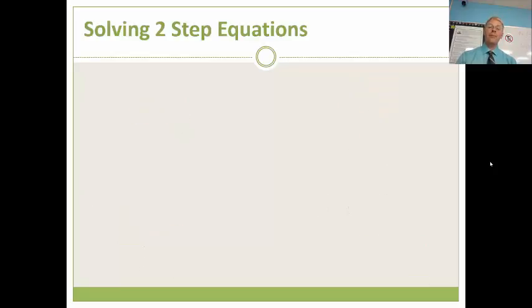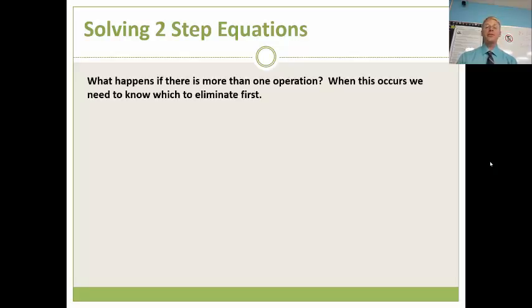But what happens if we have to perform more than one step, right? What happens if there's more than one operation or more than one part of the equation that we have to eliminate? Look at this example. To get x alone, I have to get rid of the coefficient of 2, and I have to get rid of the constant of -7.